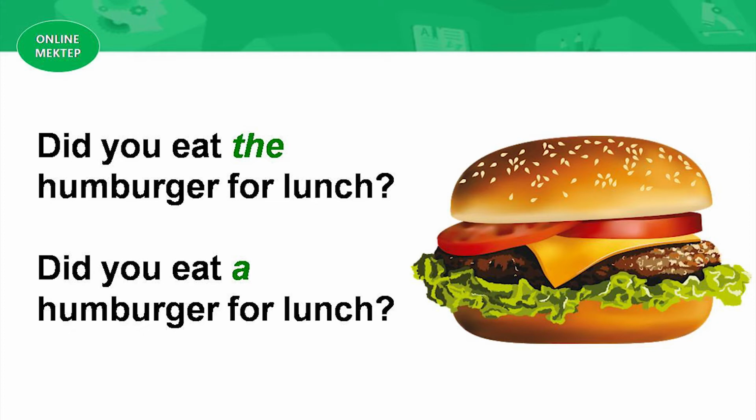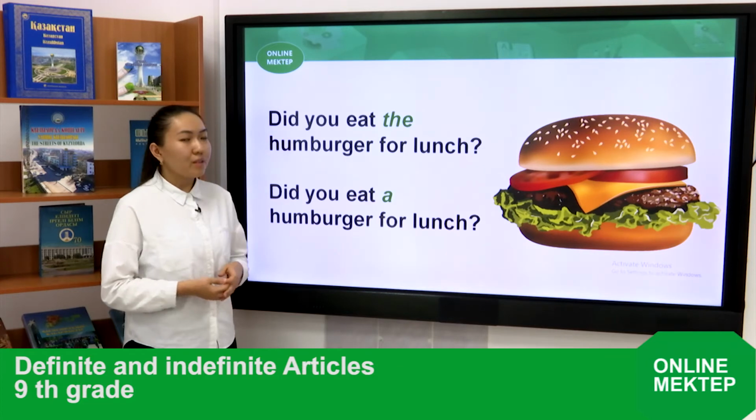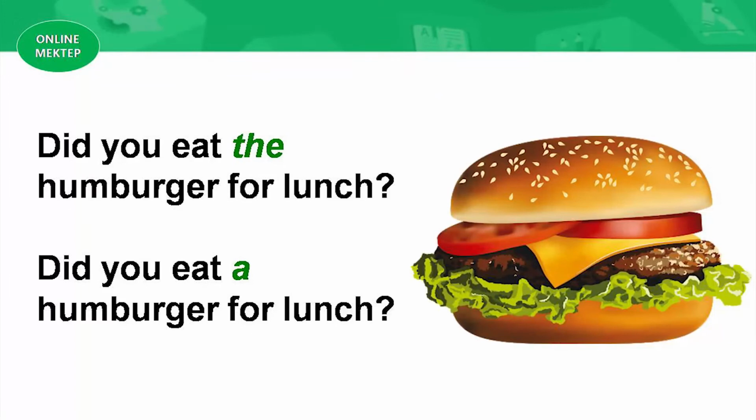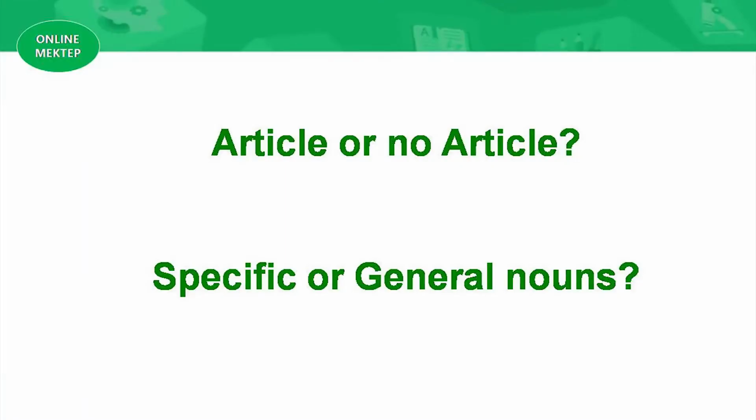For example, when you are using the first sentence, I know about this hamburger and your friend knows too, yeah? In this situation, you can use the article the. But if you know about this hamburger, but your friend doesn't know, in these situations you should use "Did you eat a hamburger for lunch?" because you are talking about this hamburger the first time. Article or no article. Specific or general nouns. Let's talk about this one.